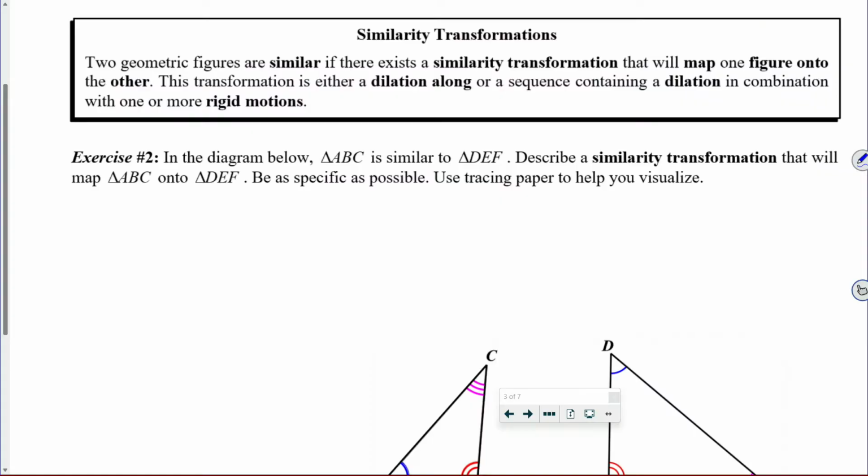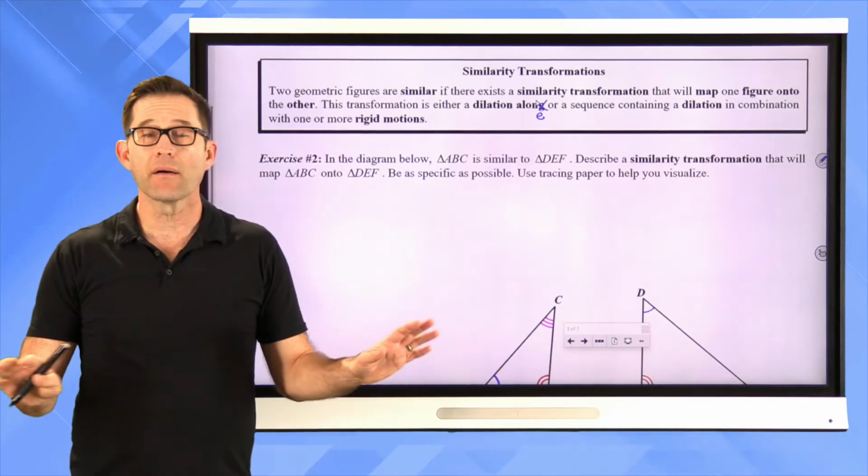Let's take a look. Similarity transformations. Two geometric figures are similar if there exists a similarity transformation that will map one figure onto the other. This transformation is either a dilation alone or a sequence containing a dilation in combination with one or more rigid motions. Sorry, I said "along" but it should say "alone." Sorry about that.